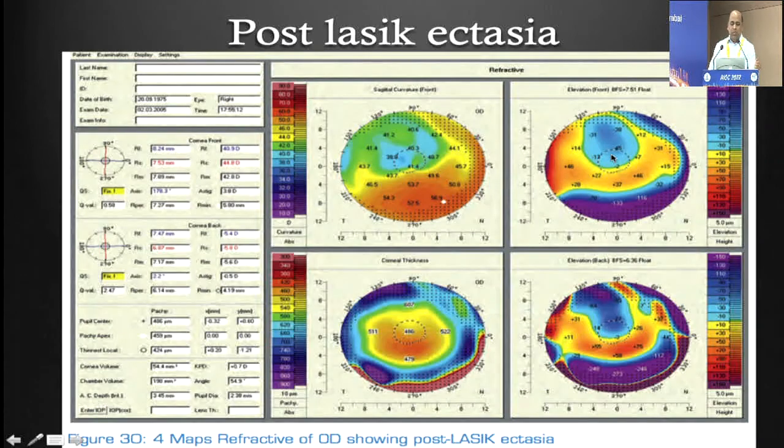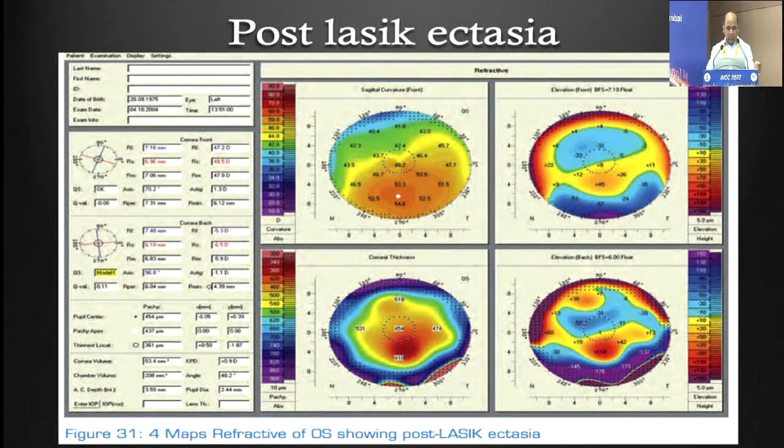This is another map of post-Lasik ectasia. Normally after Lasik surgery there is a central flattening and peripheral steepening. But in this case you can see there is central steepening shown by the red color and peripheral flattening shown by the blue color, just opposite of Lasik. So it confirms that ectasia is taking place.